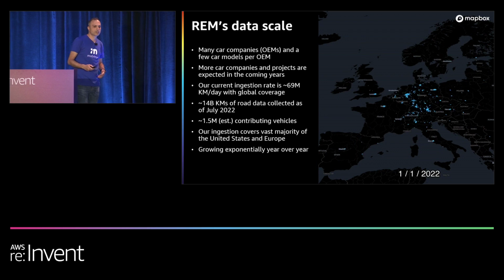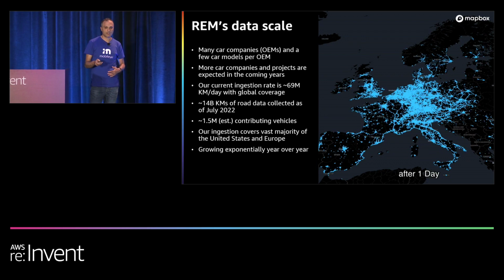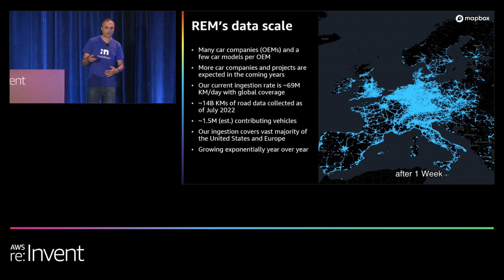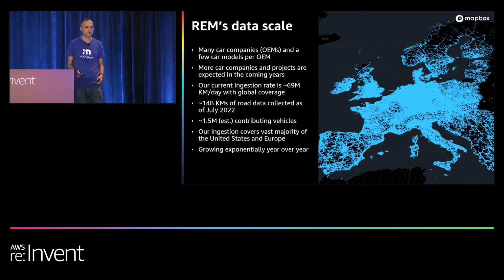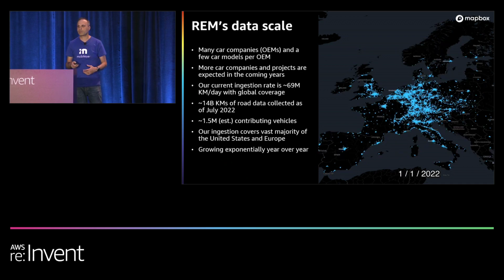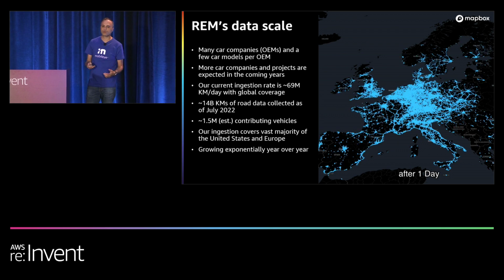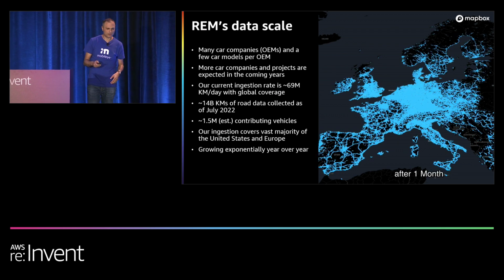In this visualization, we see the ingestion coverage. The video starts with a single day, and it then shows the coverage after 1 week, 1 month, and eventually 10 months. It basically illustrates that we have enough coverage to continuously map the entire Europe in a relatively small amount of time.